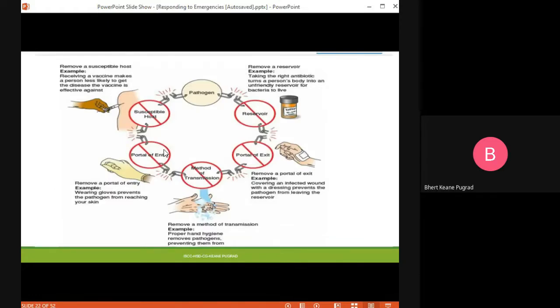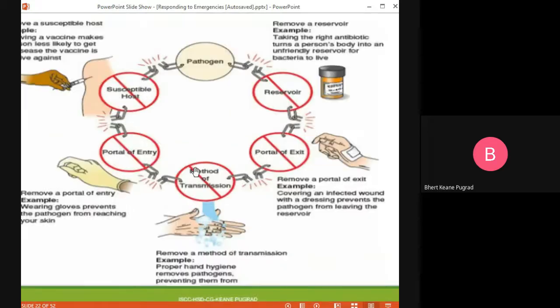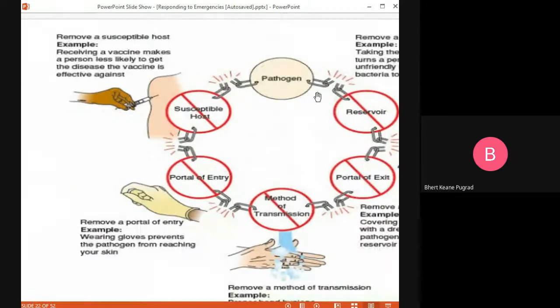So in order to prevent the transmission of infection, meron tayong tinatawag ngayon na breaking the chain of infection. So how do we break the chain of infection? So in order to remove the susceptible host, para tayo hindi maging host ng mga bacteria na yun, ng mga virus na yun, one way of doing, okay, is receiving vaccines.